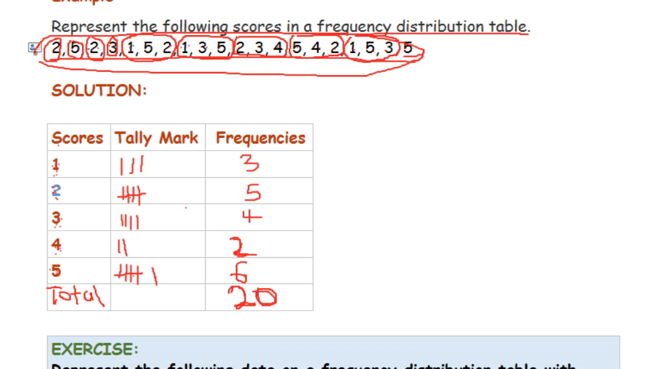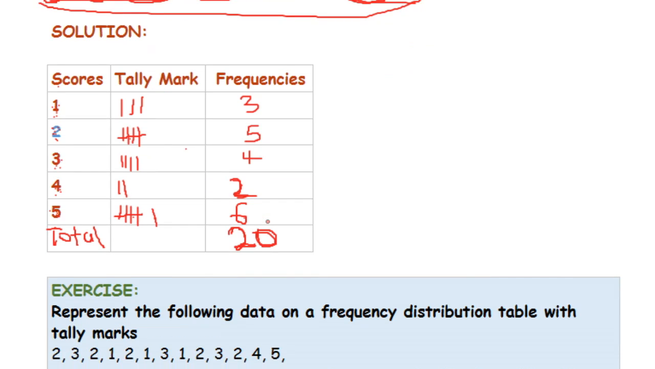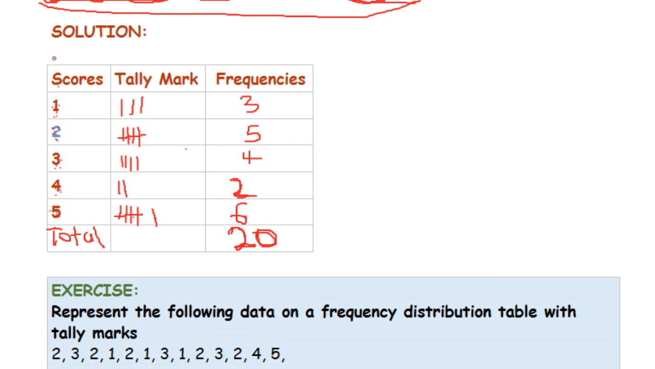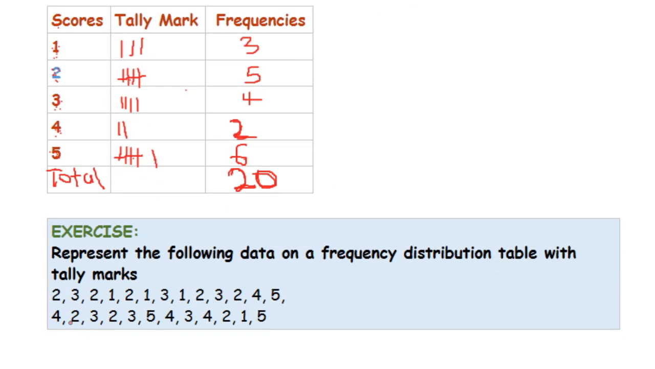So now what we are going to do now is to attempt this exercise. We are to present the following data on a frequency distribution table with tally marks, just like I have done it in this example. So do the same using this group of data.